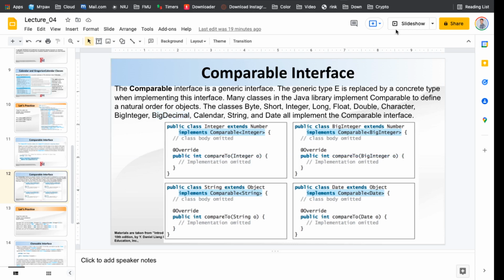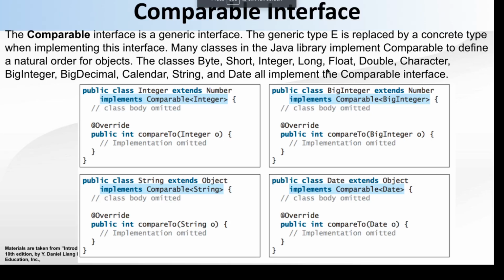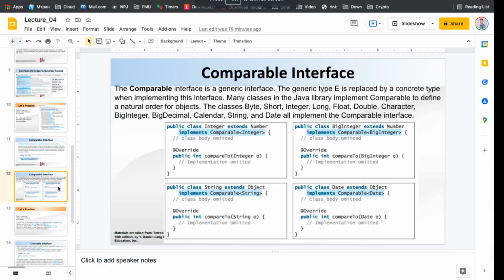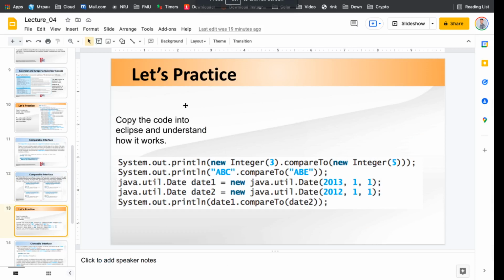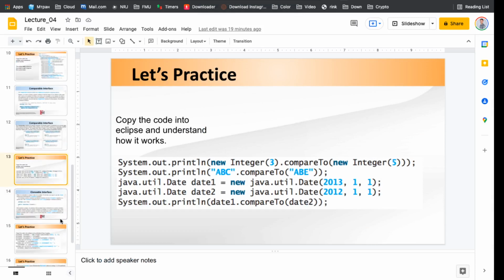Perfect. And here are specific examples. Integer extends Number and implements Comparable<Integer>, right? So you'll be able to compare two integers, BigInteger with BigInteger, Date with Date, String with String. Same thing, exercise, practice, make sure you understand how that works.